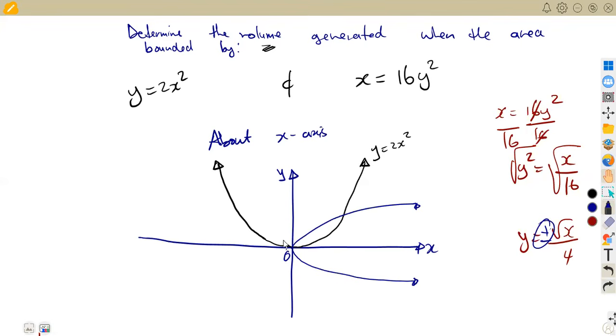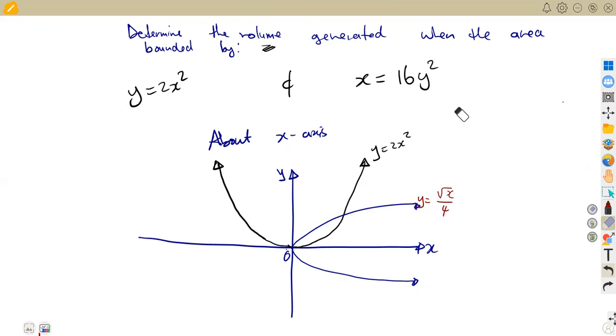As I said, we cannot have values in the negative. There's no square root of a negative number, unless you're talking about complex numbers, and we are not referring to complex numbers. So that is the graph of y is equal to the square root of x over 4 in this case. Then we have to check between, because these are the two graphs that we have.